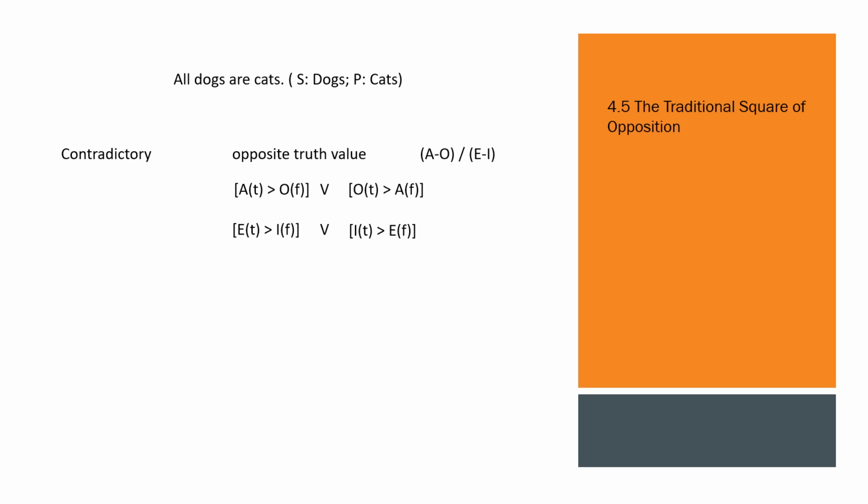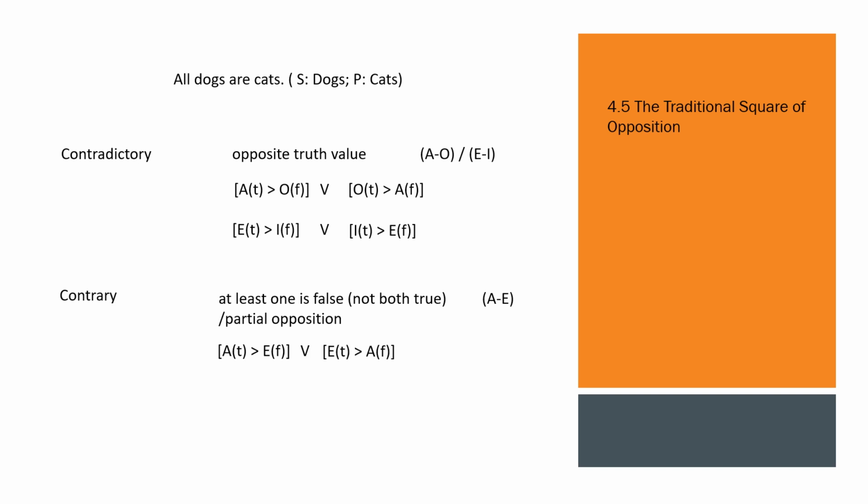That's the contradictory relationship. Now, the contrary relationship is a bit technical, but not quite, because it says that at least one proposition is false and both cannot be true. So the opposition here is only partial. It's exclusive to A and E, and vice versa. So it says that if A is true, then E is false, right? They can't both be true. Or when E is true, A is false.